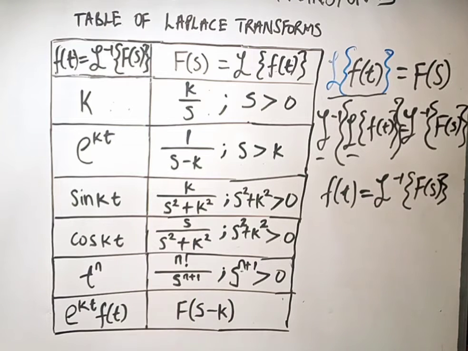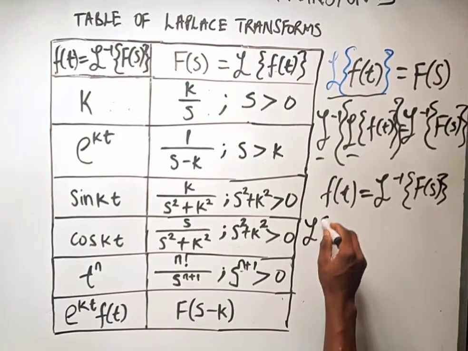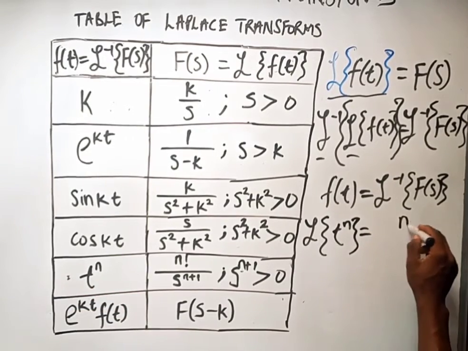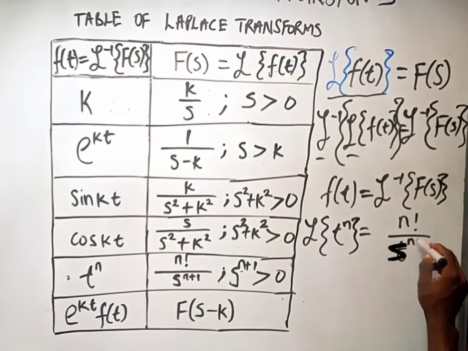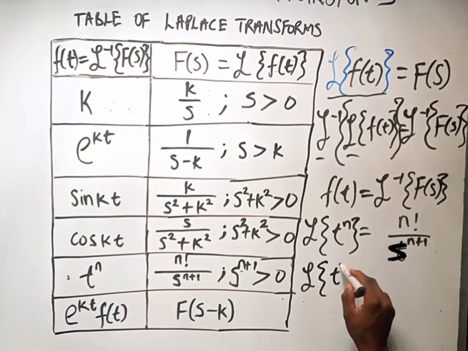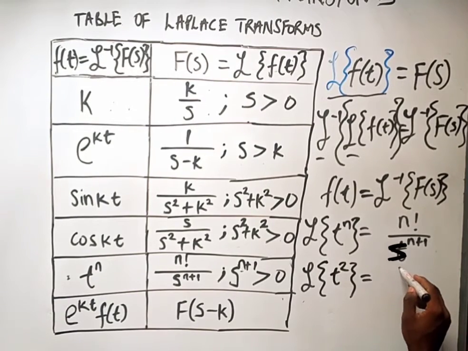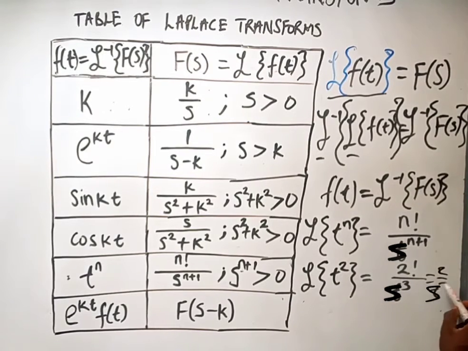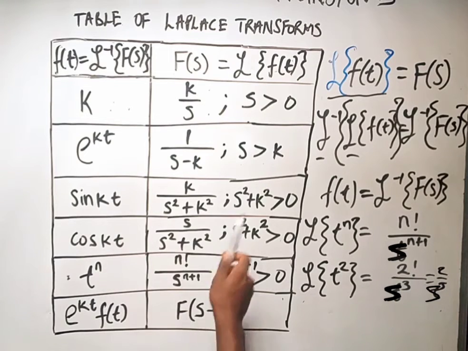Observe all this. When we have the Laplace transform of t to the power n, it gives us n factorial over s to the power of n plus 1. So if we compute the Laplace transform of t squared, we are just going to have 2 factorial, where the n is on the top, over s raised to the power of 2 plus 1, which is 3. So that will give us 2 over s to the power 3. That is pretty simple. Then we have the sine function and the cosine function, where k is just a constant.